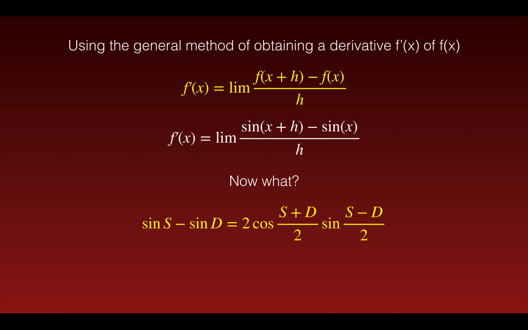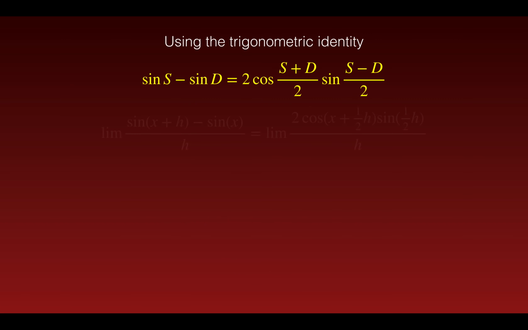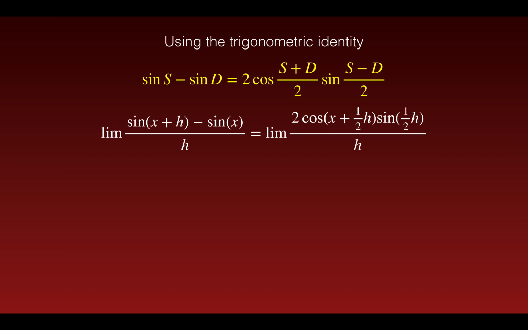So you can rewrite this using this trigonometric identity. Now, it's your job to use this identity and simplify. You should have been able to get the derivative in this form. From here, we can use the fact that h tends to 0 in order to simplify and divide.